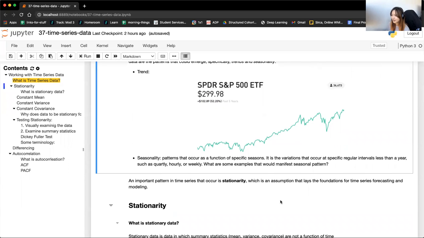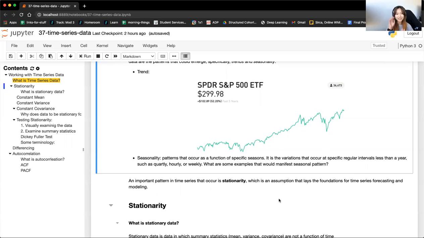An important pattern in time series is stationarity, which is an assumption that lays the foundations for time series forecasting and modeling. So stationarity is something that you have to look out for in your data. And if your data is not stationary, we're going to go through some things that you can do to make it as stationary as possible. Before we get into it, any questions so far?